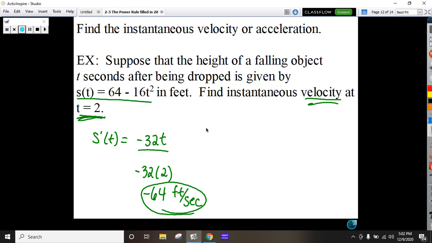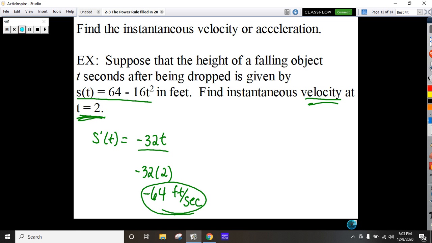Okay? So, like I said, you just have to pay attention. Sometimes, if you're just asked to find the instantaneous velocity and they don't give you a value, your answer is just going to be the derivative. Here we're finding instantaneous velocity at a specific value. So once you find the derivative, plug in that number to find that specific velocity.